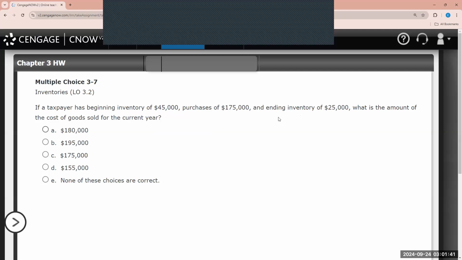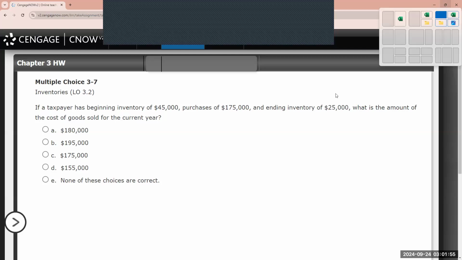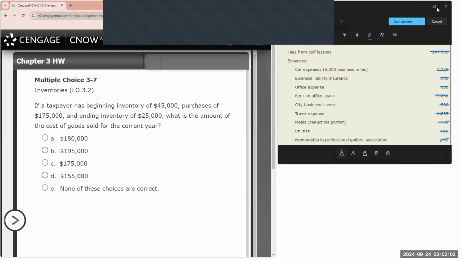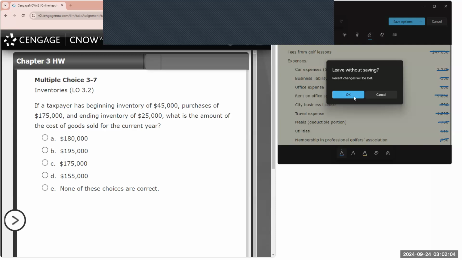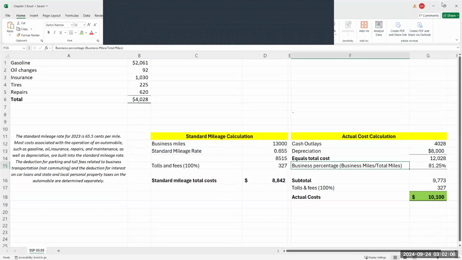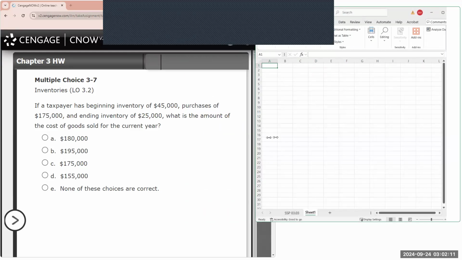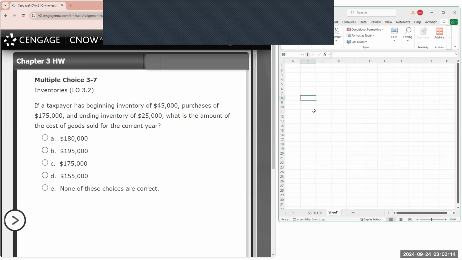Here it says, what is the amount of the cost of goods sold for the current year? If a taxpayer has beginning inventory of $45,000, purchases of $175,000, and ending inventory of $25,000, what is the amount of the cost of goods sold for the current year? All right, so as it relates to determining the cost of goods sold, our calculation is as follows.